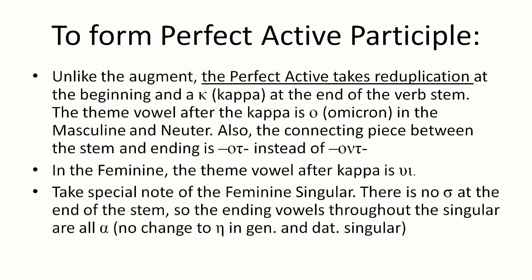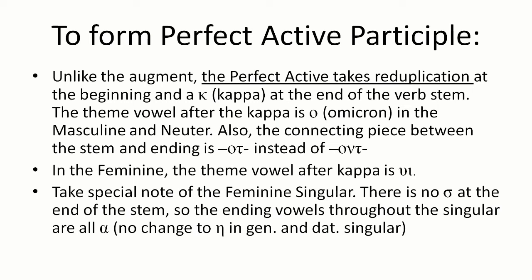All right, let's move on to the perfect active participle. This will be the last form chart in this active section. The perfect tense in the participle, unlike the aorist, keeps its reduplication at the beginning. The aorist does not have an augment, but the perfect does keep its reduplication. With the perfect active, just like the indicative, you get a kappa at the end of the verb stem.